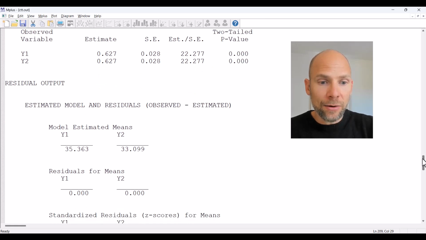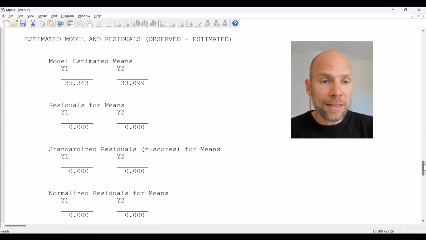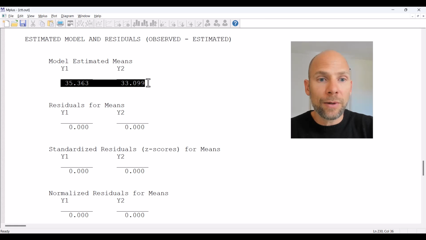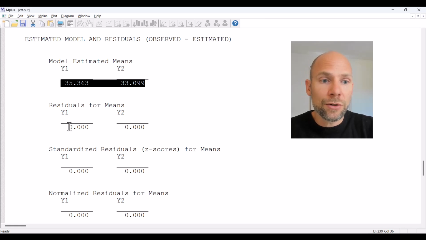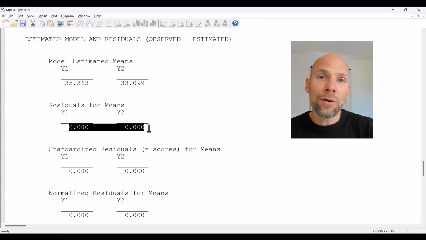And so let's take a look at the residuals one more time. You can see now that the restriction on equality of means is now gone. So the model estimated means are no longer equal, and as a result the residuals for means are 0, because now the mean structure is exactly reproduced, or we could say the mean structure in this model is saturated. So there's no restriction here on the means, and so therefore the residuals here are 0.